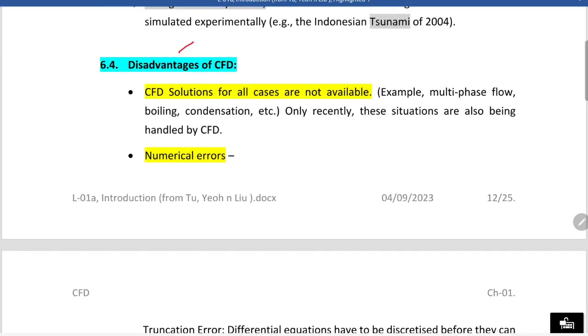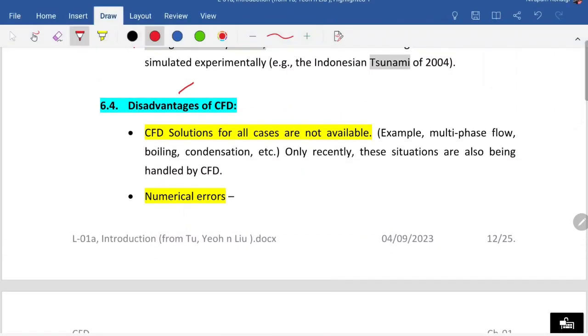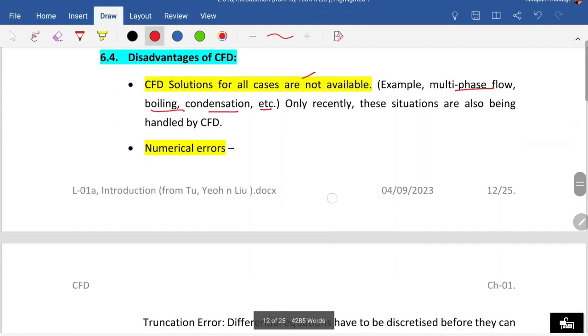So CFD solutions are not available for all cases. For example, multiple phase flow, boiling and condensation, etc. But these solutions are now available. There was a time when multi-phase flow, boiling and condensation was difficult to solve, but now these things have come up.